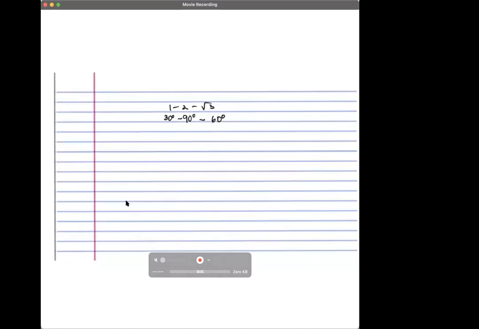So let's write that down. So that means that theta can be 60 degrees. That's going to be for quadrant 1. And then for quadrant 2, the angle is going to be 180 minus the reference angle of 60 degrees, which is equal to 120 degrees.